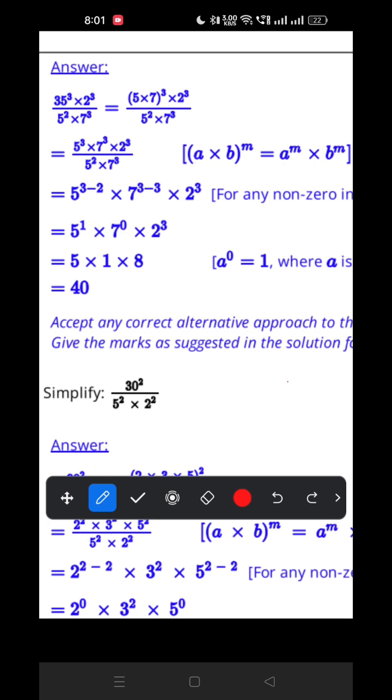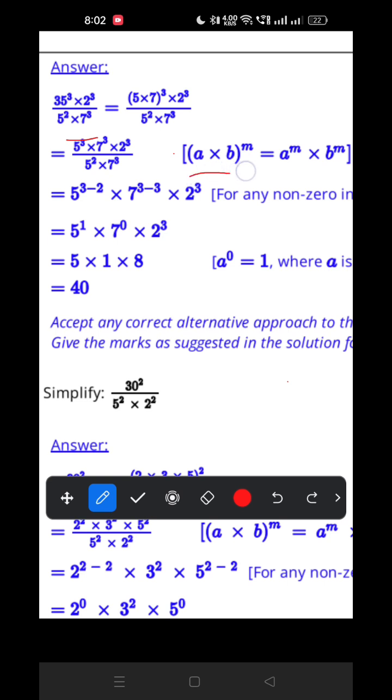Our next question is: 35 raised to cube into 2 raised to cube, divided by 5 raised to square into 7 raised to cube. Here we can write 35 in the form of 5 into 7, since 7 fives are 35, bracket complete, and we give the power 3. Multiply by 2 raised to cube, divided by 5 raised to square and multiply by 7 raised to cube.